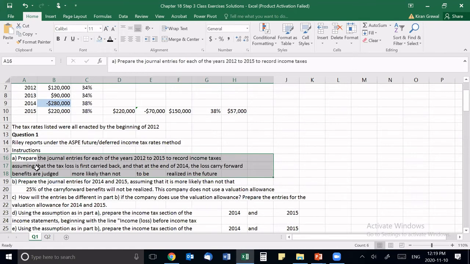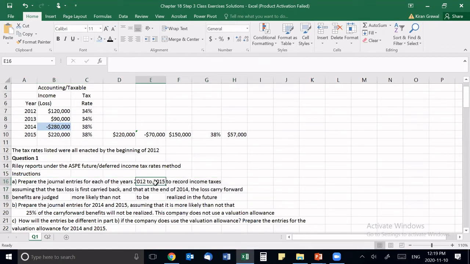Okay, so let's work on part A. It says prepare the journal entries for 2012 to 2015 to record income taxes. So in 2012 we had taxable income of 120,000, and the tax rate was 34%. So 120,000 times a tax rate of 34%. So in 2012, we have to pay 40,800. So it wants us to do all the journal entries from 2012 onwards.